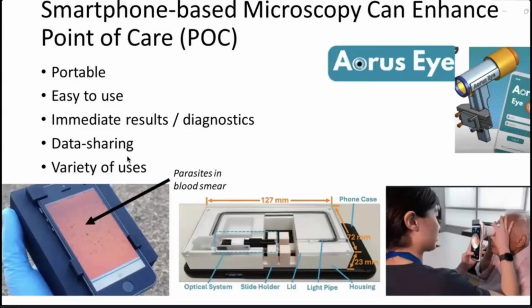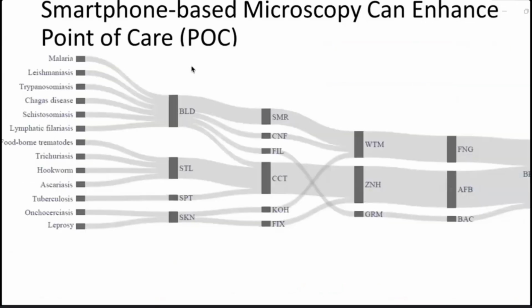And so the benefits of such a system are obvious. It could be portable, easy to use, and provide immediate results in diagnostics. The data could be shared and portable, and really a variety of uses come from that. So, for example, it can be used in the healthcare setting, but perhaps it can also be used to identify E. coli presence in local water supplies and so forth.